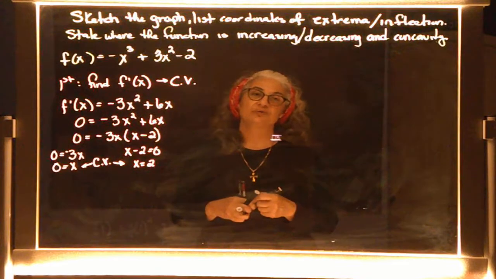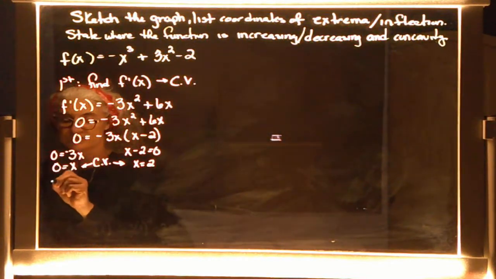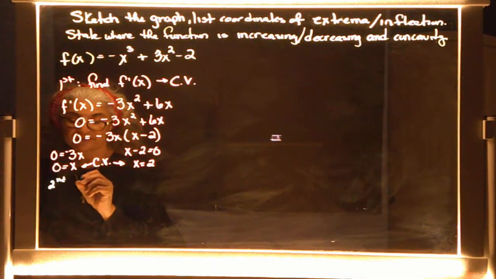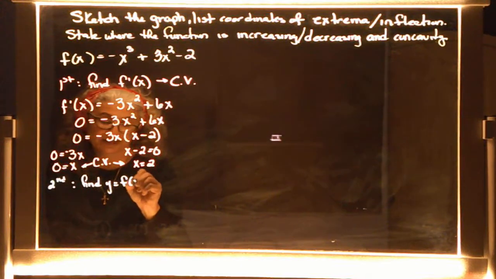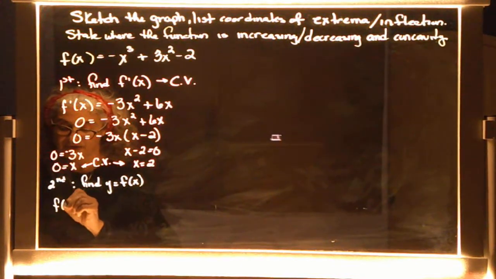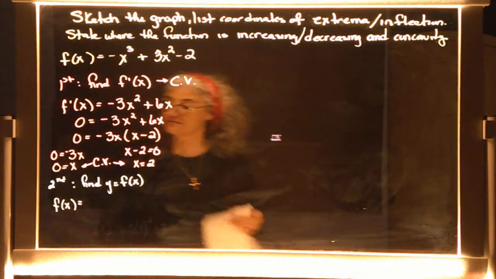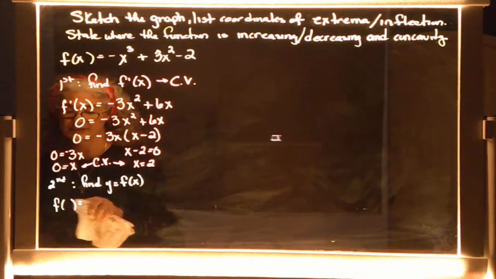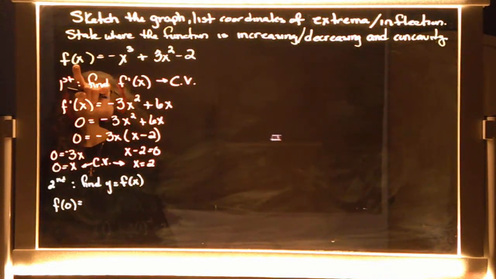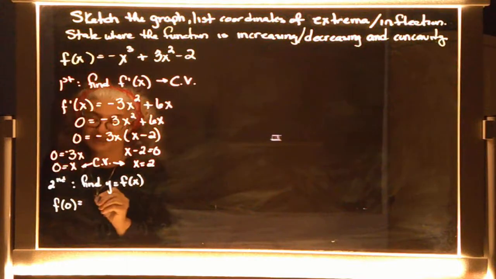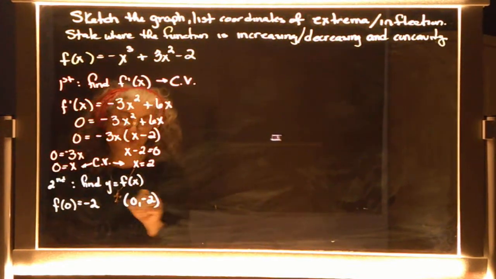Find the y's that go with them. You know, just like we were doing before, nothing's changed. So second, we're going to find the y's, or known as f of x in this case. So f of x, right? Well, what's my first x? 0. So let's just put 0 in there. So f of 0. Plug a 0 into here. Yeah, we get negative 2. So one of my points is 0, negative 2.